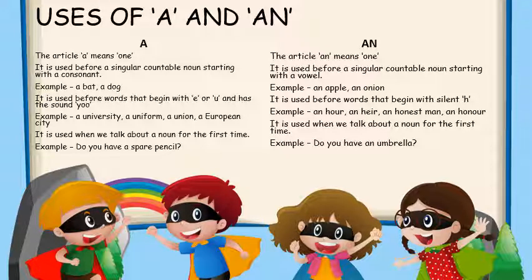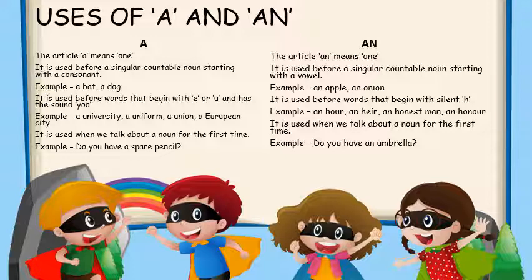Third point is it is used when we talk about a noun for the first time. Now when you're talking about a noun for the first time, you use the word a. Example, do you have a spare pencil? So you're asking for a spare pencil. You're not pointing out the spare pencil. You're asking for any spare pencil. In that case, you use a.